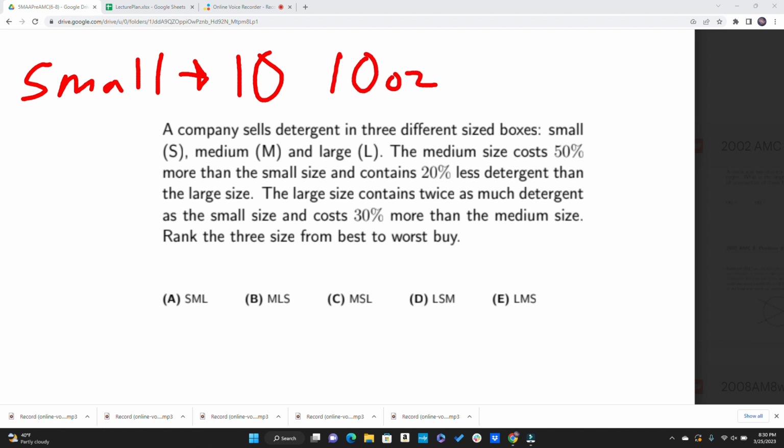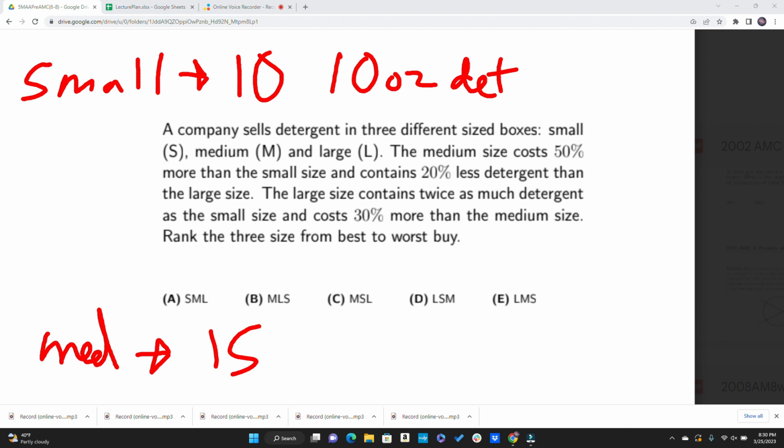Okay. So the medium size costs 50% more. So it's 50% more than $10. So what's 50% of 10? 50% is half. So half of 10 is 5. And it's 50% more, so it's an extra $5. Right? 50% more, half of 10 more. 10 plus 5, $15. Okay? Medium size costs 15 and contains 20% less detergent than the large size.